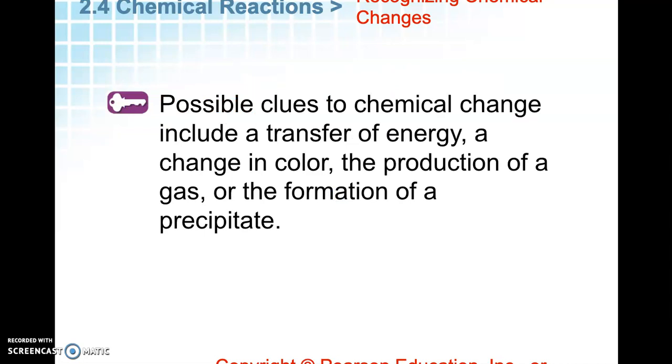Possible clues are a transfer of energy, gets hot or gets cold, a change in color, the production of a gas, where if it's a liquid, we'd see bubbles, or the formation of a precipitate, which is a solid that forms when we mix two liquids.